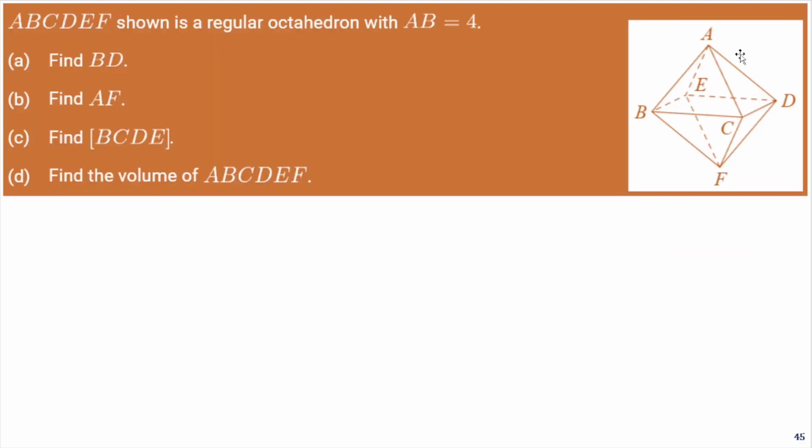Okay, next let's consider an example related to regular polyhedron. ABCDEF shown here is a regular octahedron with AB equals 4. Can you answer each of the following questions?